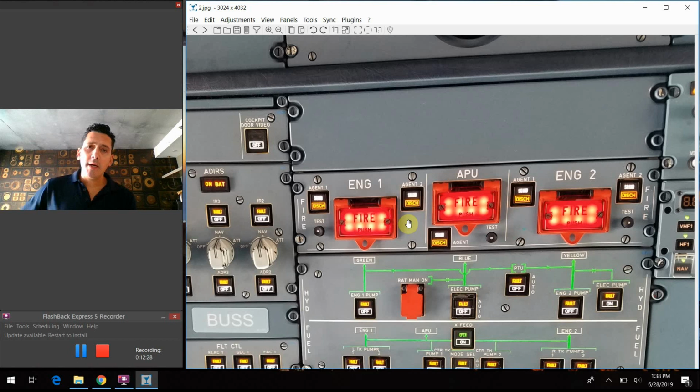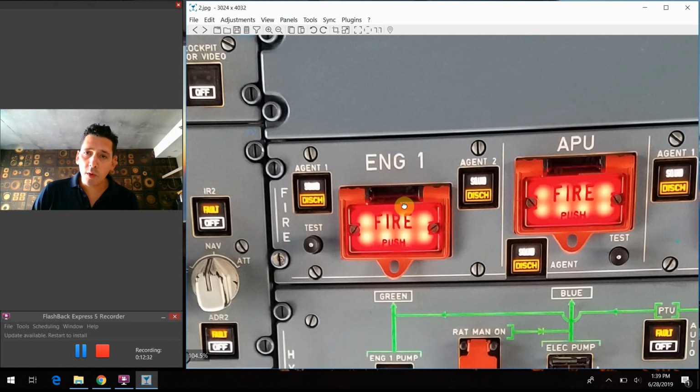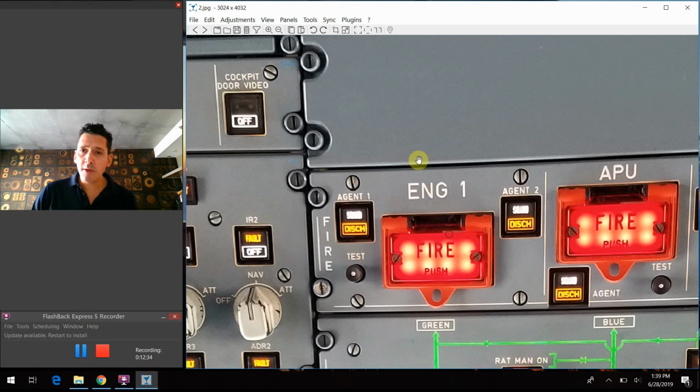So, for example, here on the engine 1 section, engine 1 and engine 2 have identical buttons, lights and indications. On the left and right side here, we have an agent 1 and an agent 2, and that refers directly to bottle number 1 and bottle number 2. The way this works is, if you have a fire detected, these really bright red lights are going to come on.